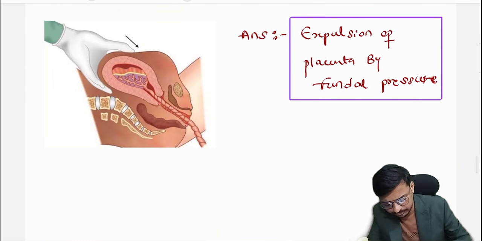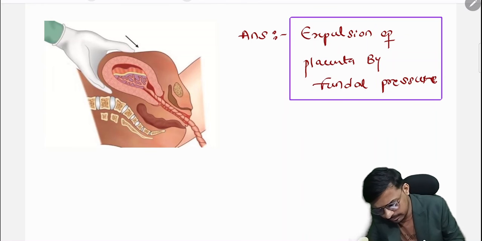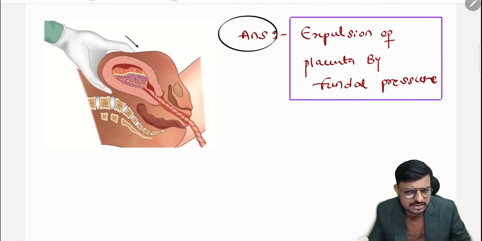So here's the next question. Students, this is not a best method. Still the examiner has asked about the delivery of the placenta by fundal pressure. This was the answer for this particular question: the delivery of the placenta by fundal pressure. Many of you have answered this as controlled cord traction. It is not controlled cord traction.